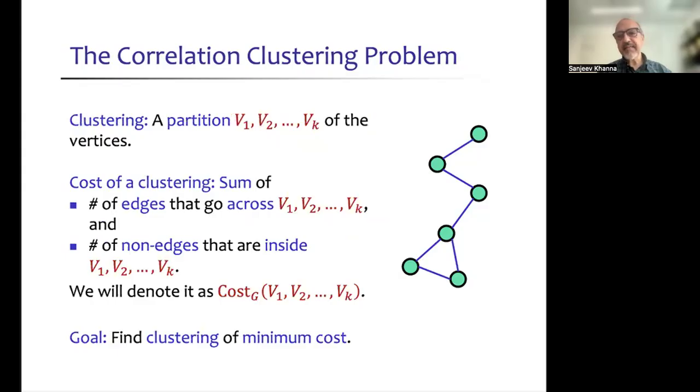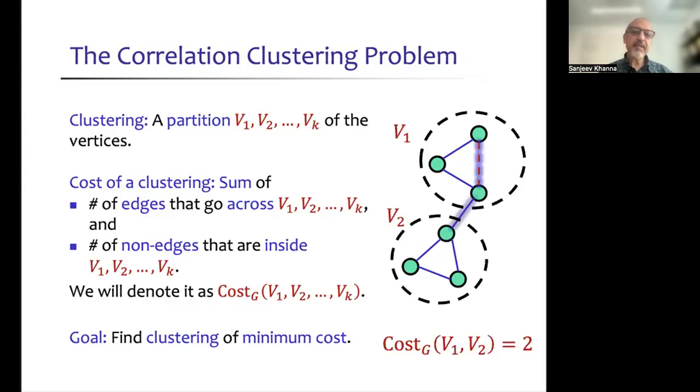And a clustering is a partition of the vertex set into clusters V1, V2 to Vk for some positive integer k. Given any such clustering, its cost is simply the number of edges in G that go across the clusters V1 to Vk, recall that these are the positive edges, plus the number of non-edges in G that are inside these k clusters. We'll denote this cost by cost sub G of V1, V2 to Vk. And the goal is to find a clustering that has a minimum cost.